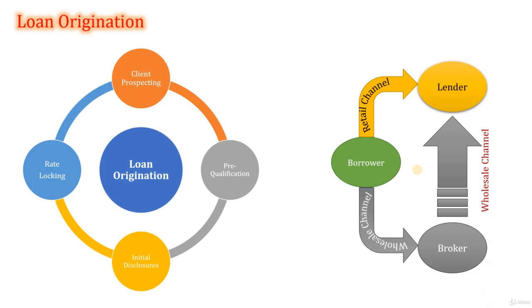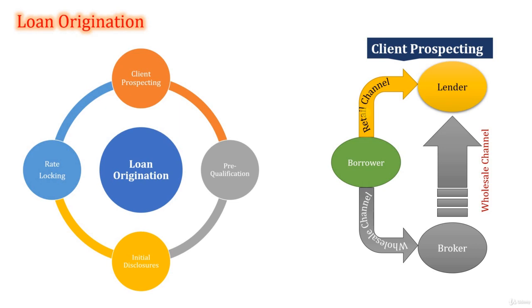As you can see in this infographic, the retail channel is when a borrower comes in direct contact with a lender. He's not going through any broker or any other person, he's directly approaching the lender, and that origination channel is said to be the retail channel. Some of the various forms of the retail channel are the bank branches.